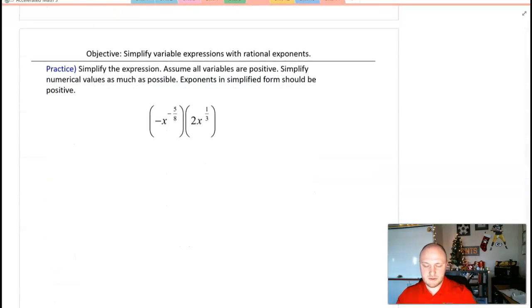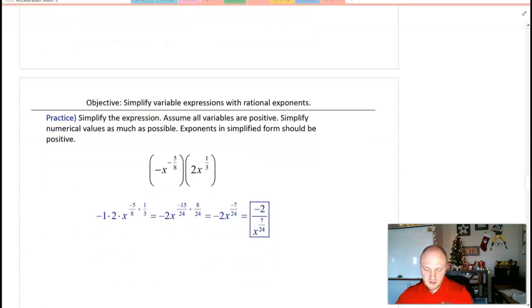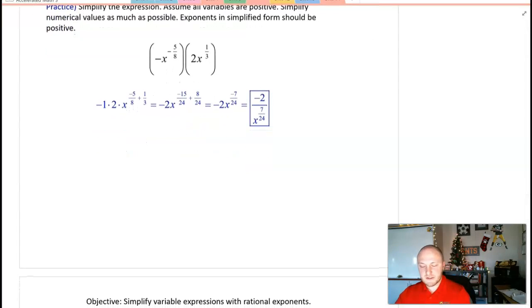All right, last practice problem. This one's not as gnarly as the last one. All right, hopefully you gave this one a go. Here is the solution. So this one's similar to that first practice problem that you did. Multiply -1 times 2 gives you a -2. And then for the variables, we can go ahead and add them once they have a common denominator, leaving us with -2 x to the power of -7 over 24.